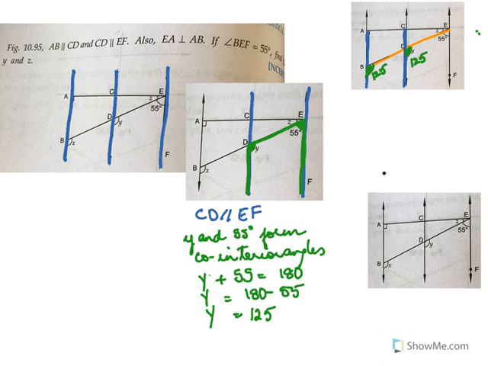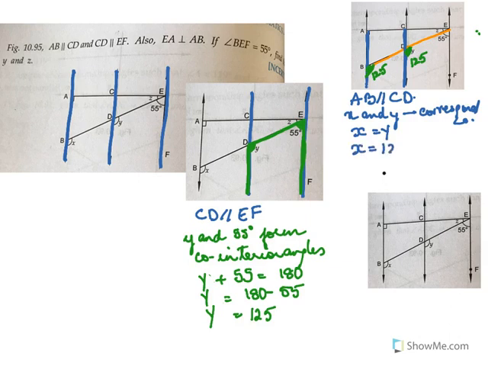So I'll write that now. I'll write which lines I have taken. AB parallel to CD, and I know X and Y are corresponding angles. So if they're corresponding angles, X will be equal to Y, which means X will be 125. So we found X. Now we go to the next figure. So I've written there X was 125 and your Y also was 125.